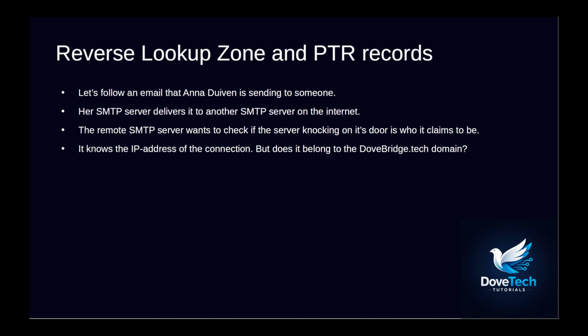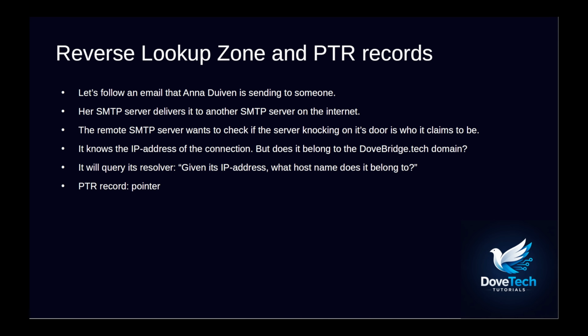be. It knows the IP address of the connection. What it does not know is whether that address belongs to a legitimate mail server for DoveBridge. So it asks its DNS resolver, given this IP address, what hostname does it belong to? This is a reverse lookup. In normal DNS, you start with a name and get back an address. A reverse lookup does the opposite. You start with an address and get back a name. The record that holds this mapping is called a PTR record.